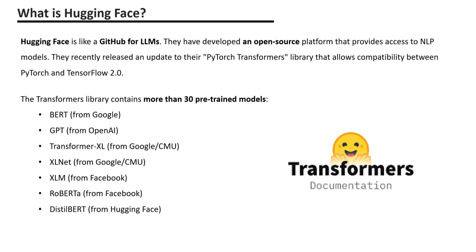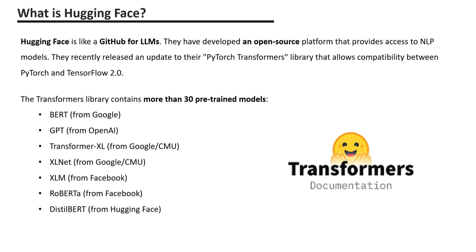Many of these models are built on the same technology, but their transformation models differ. For example, the Google Chrome model is a transformation model that utilizes Google Chrome technology. The Transformers library contains over 3 pre-trained models.